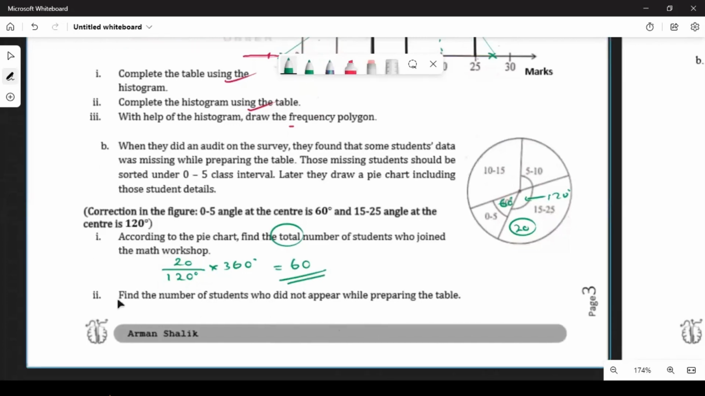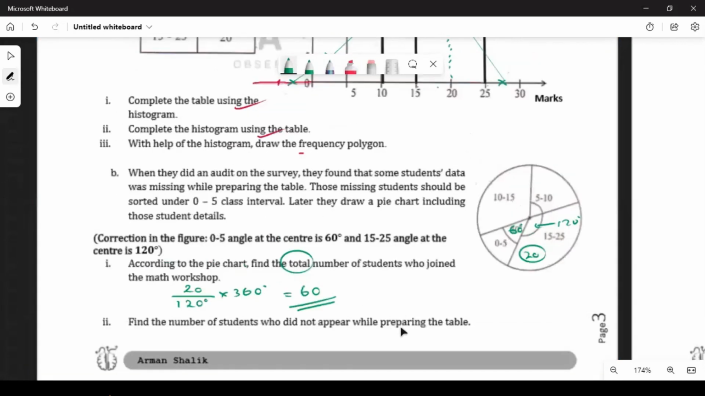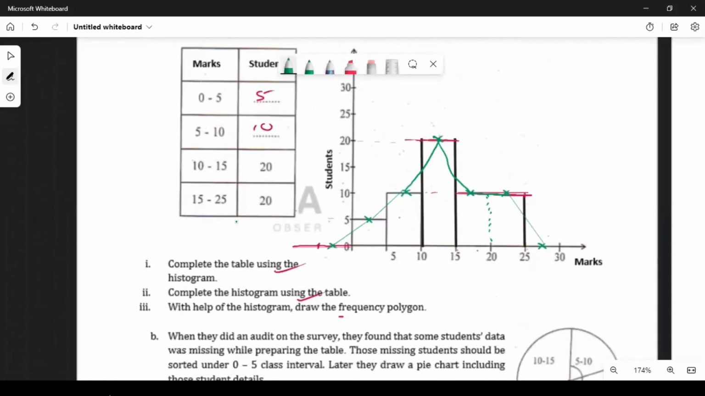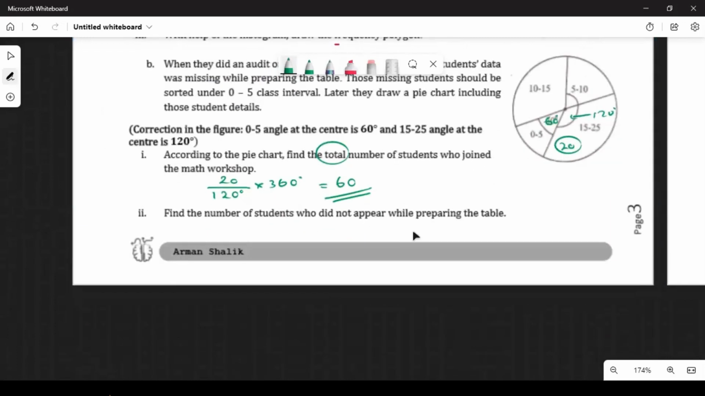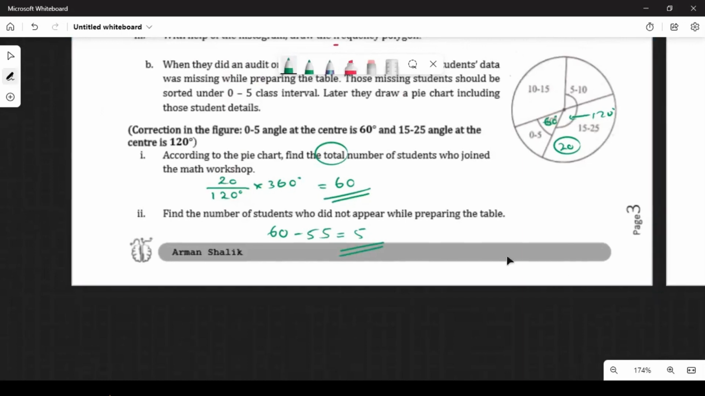Right, listen. Find the number of students who did not appear while preparing the table. When they prepared this table, how many students were there? 20, 40, 50, and 55. Totally 55 students. But the real value from the analysis you did is 60, which means the difference is 5 students. So 60 is the real value, and earlier we had 55. So 5 students' details were missing when they prepared the table. 5 students did not appear. So this is the answer.